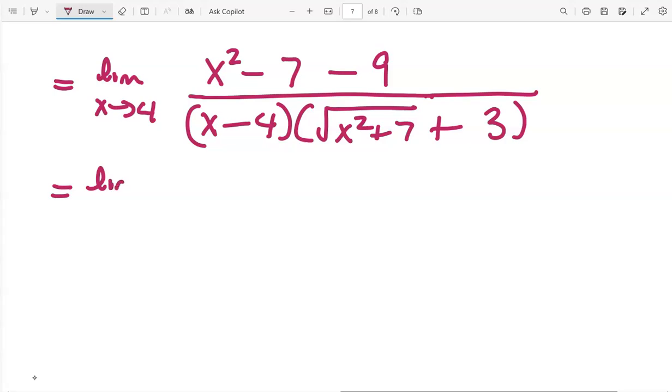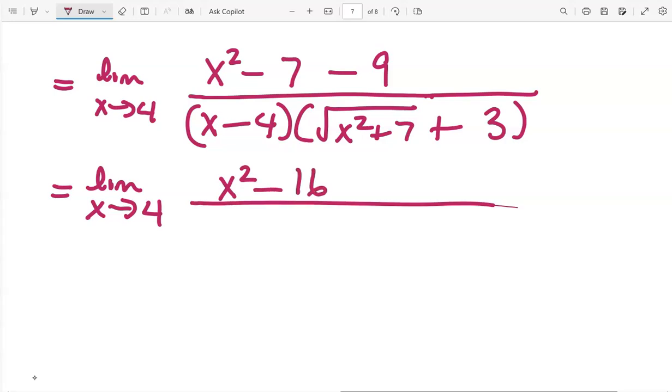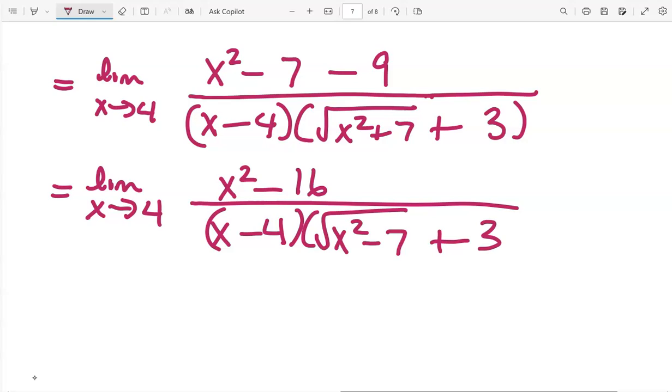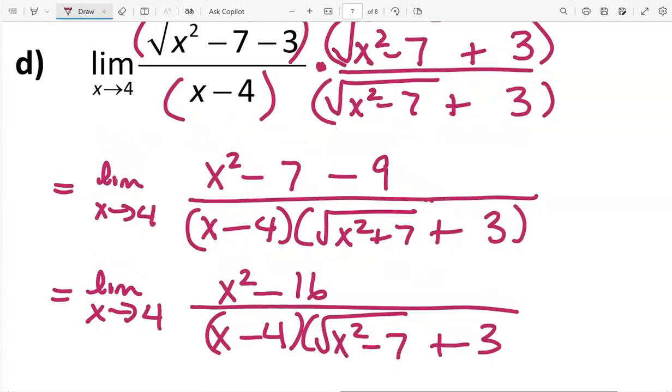So continuing, the limit as x approaches 4 of x squared minus 16 divided by x minus 4 times the square root of x squared. That was a -7, I believe. Let me double check that. Yes, I've miscopied that. That was a -7.